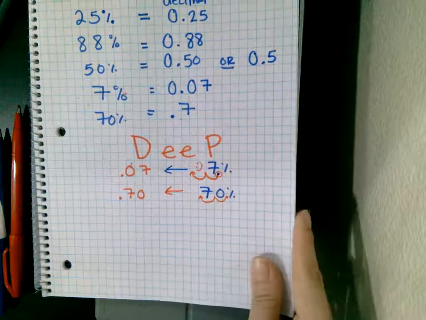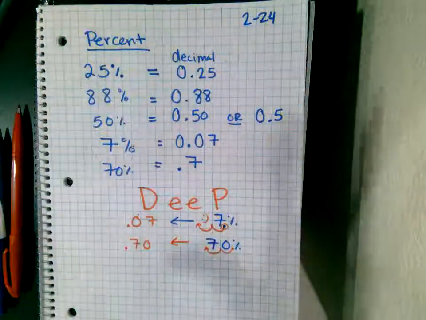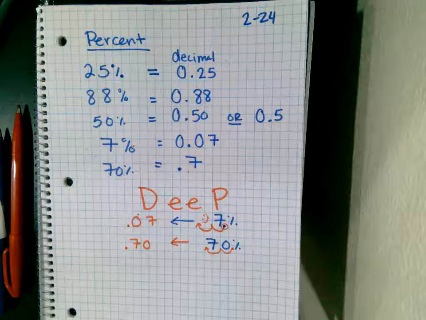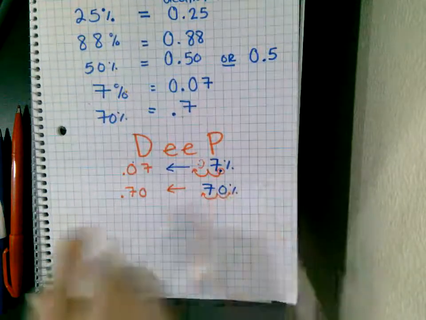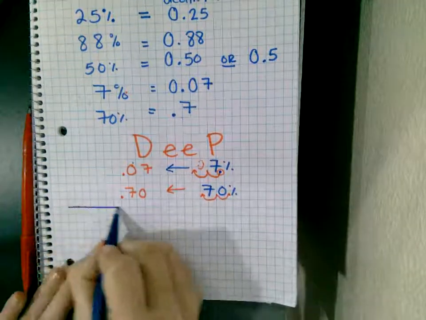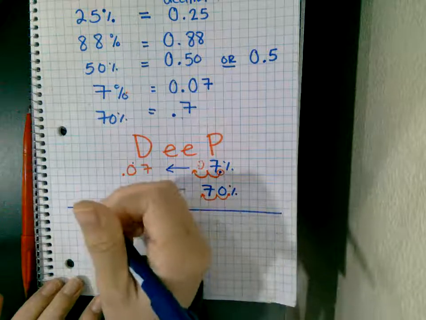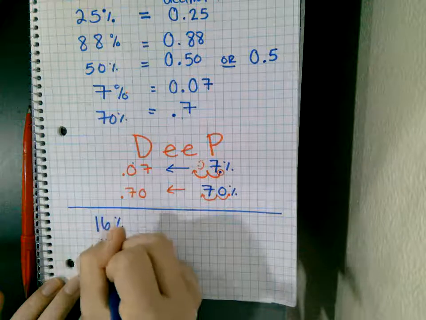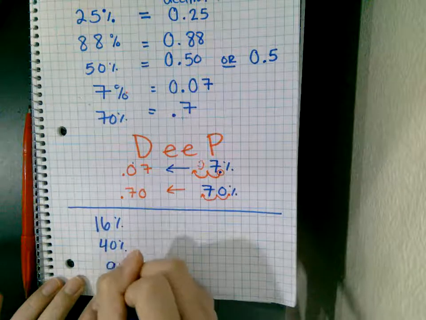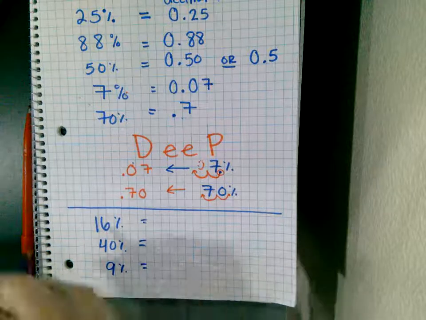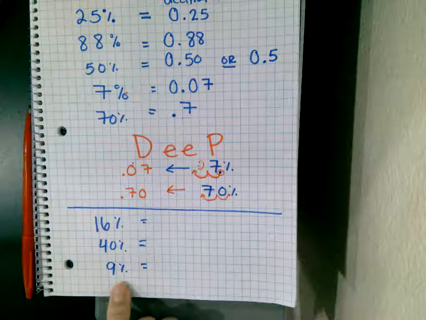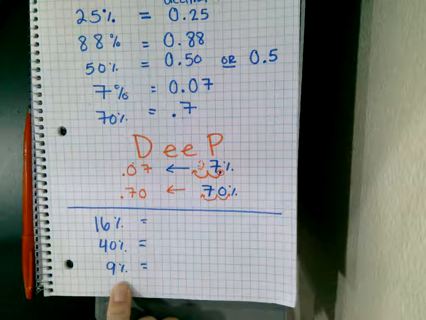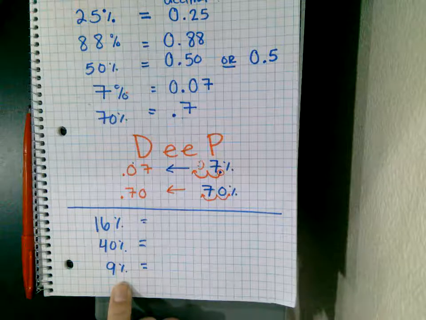Okay, any questions on percent to a decimal? All right, before I give you the first part of the assignment, let me have you work on this. Turn 16%, 40%, and 9% into a decimal. Do these 3 real quick in your notebook. Do these last 3, 16%, 40%, and 90%, as a decimal, please.